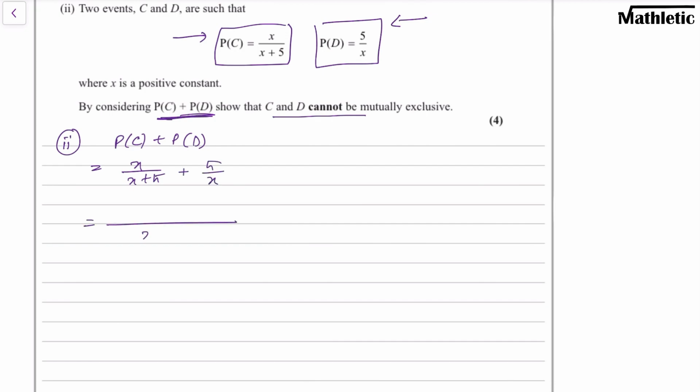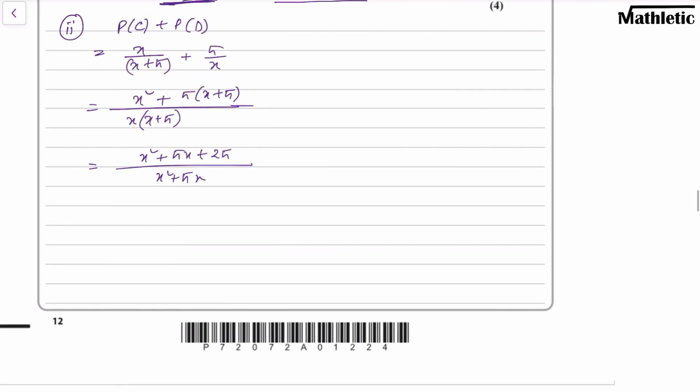If I take the LCM, you get x plus 5 into x. So at the numerator, you get x square plus 5x plus 25. At the denominator, it's x square plus 5x. As you can see that we can cancel this out. So let me just separate them. So x square plus 5x divided by x square plus 5x plus 25 by x square plus 5x, as in I have separated them so that I can cancel it out. It's actually 1 plus something.